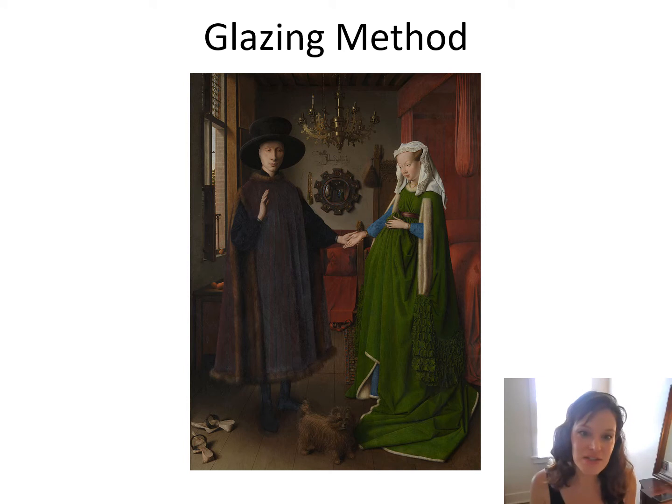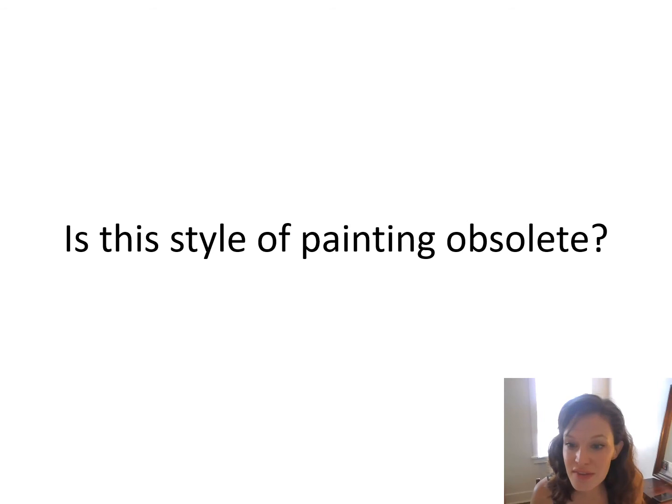Here's one that's a bit less dramatic. It is by Van Eyck. It's a wedding portrait. I'm sure you've seen it in art history class, painted in the glazing method. Okay, so everything I've shown you up to this point has been painted hundreds of years ago. Do people still use this painting method at all, or is it obsolete?